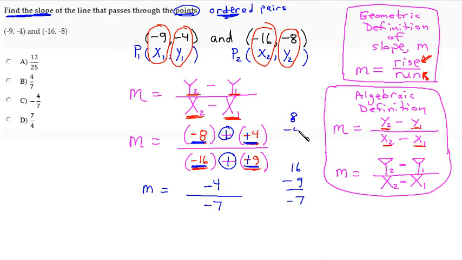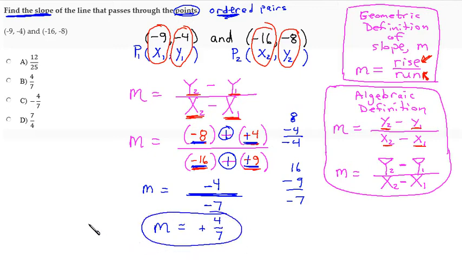8 take away 4 that I'm paying back leaves 4, but that still leaves a debt of 4. So that's how we got the -4 and the -7, by thinking about money. Now, the last thing I have to consider is that negative divided by negative makes positive, and 4/7 does not simplify because 4 has only got 2's in it, and 7 is a prime number, so there are no common factors here. I believe we've arrived at the slope of the line that passes through these two given points.